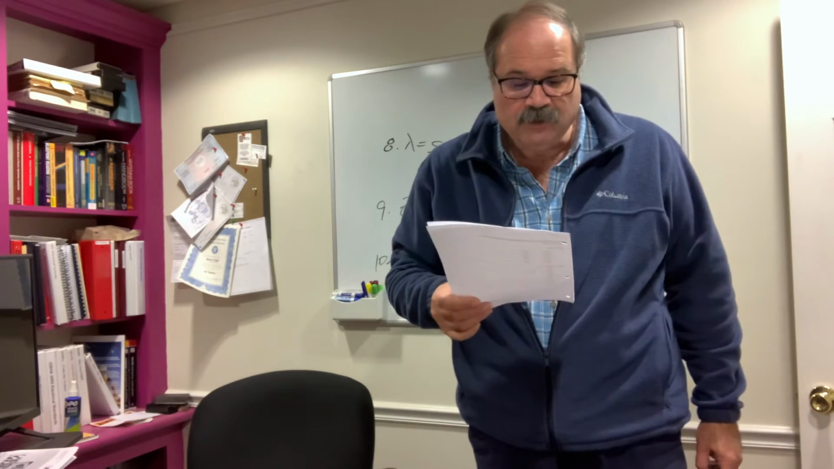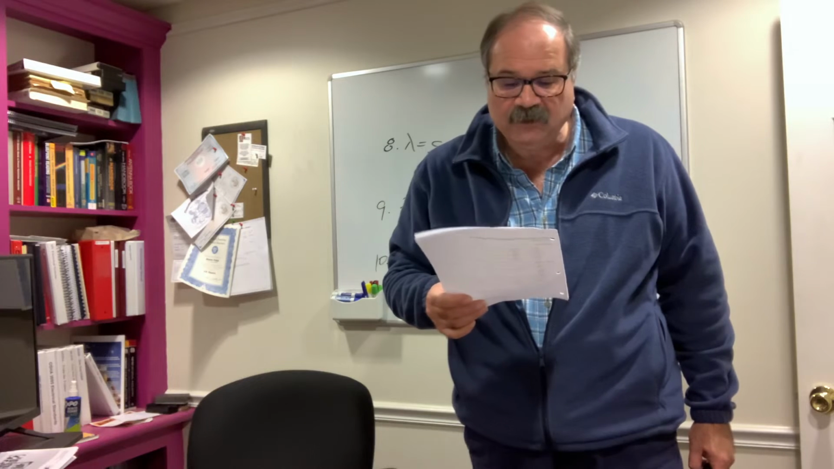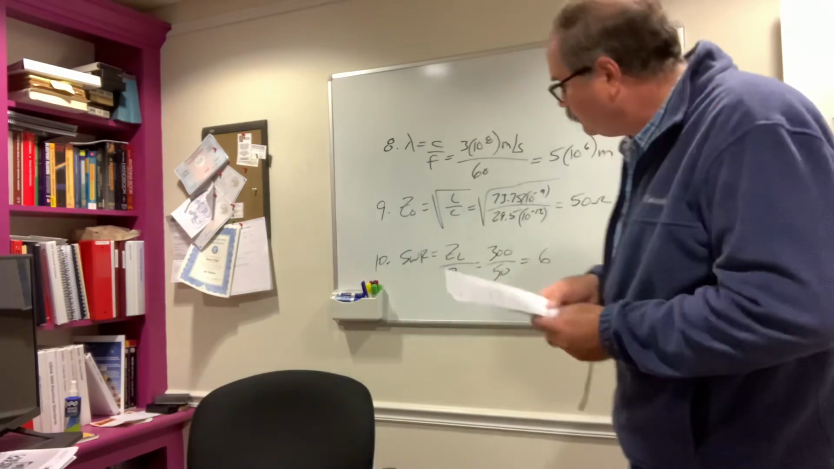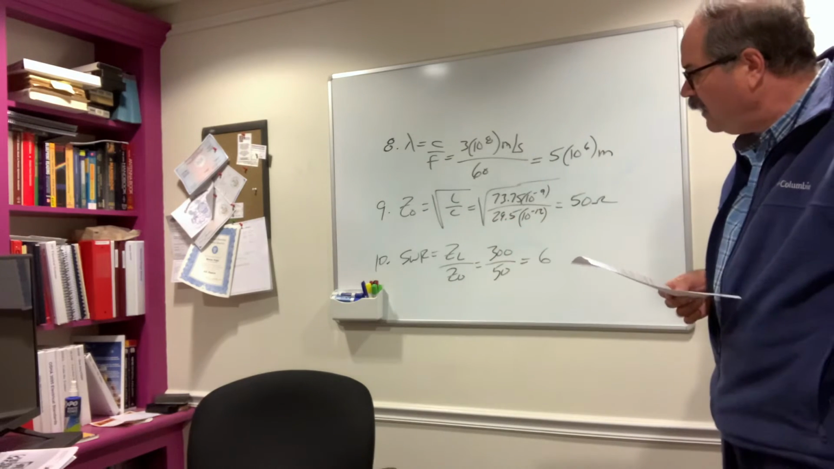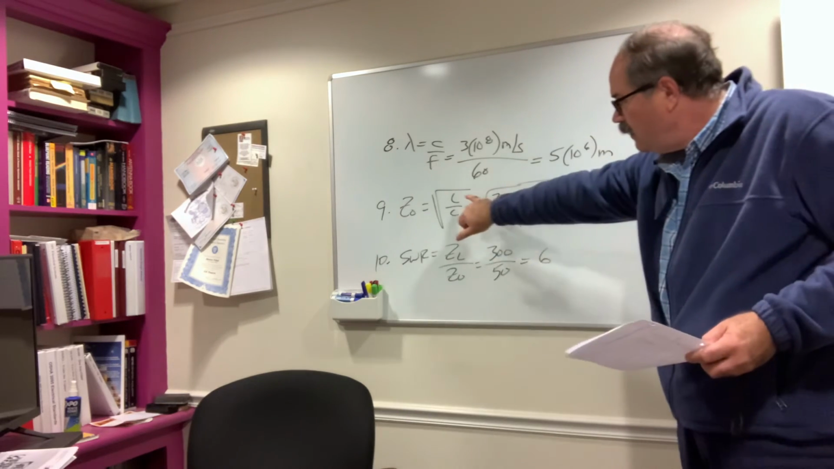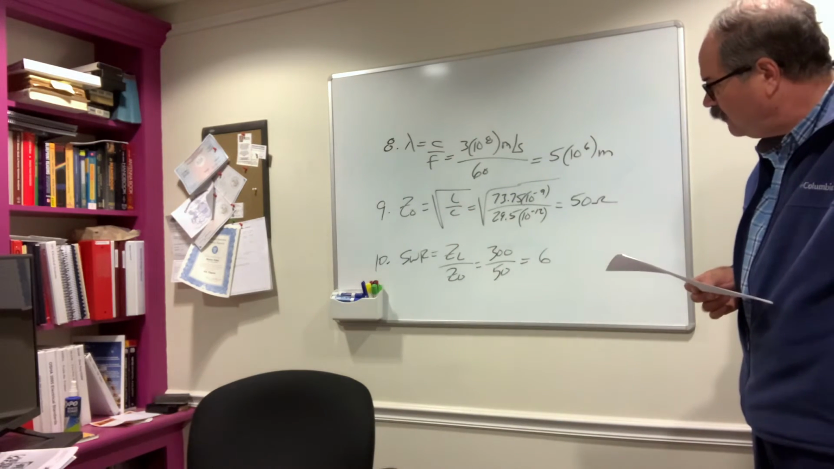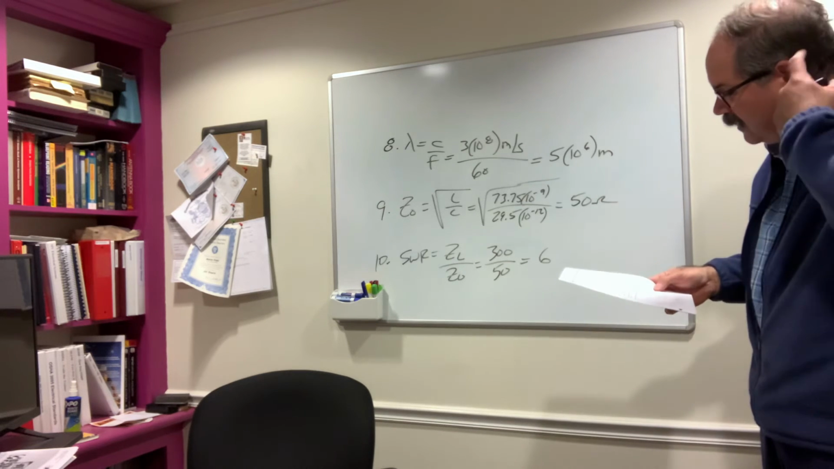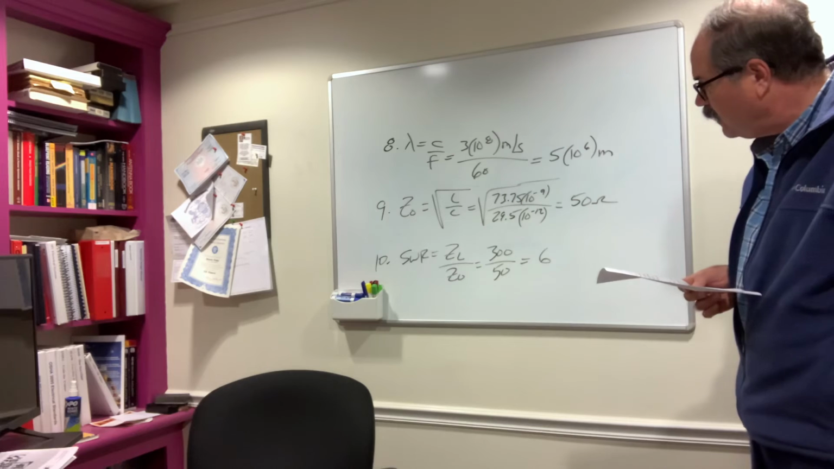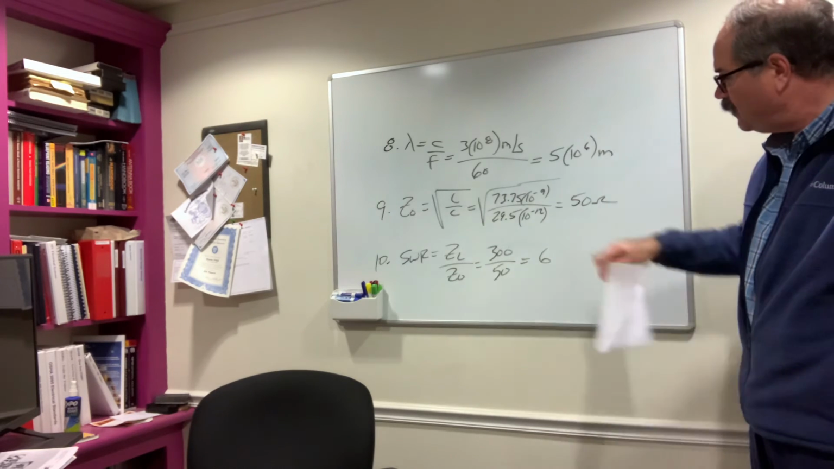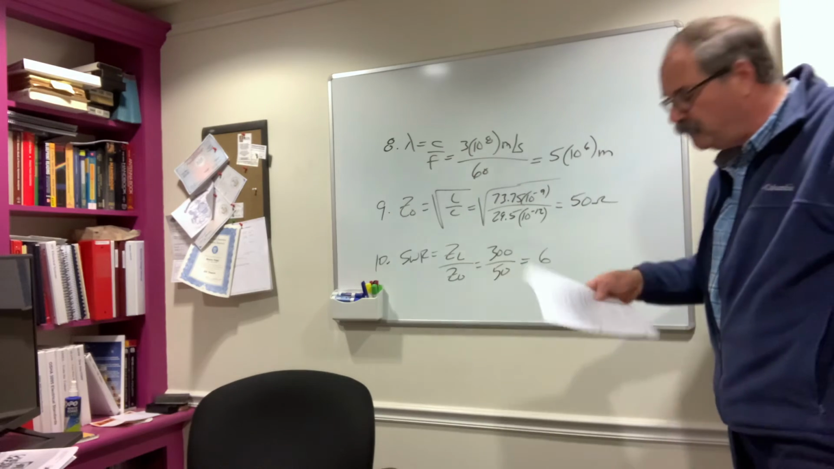Question 9. RG8AU coax has the following specs. The capacitance is 29.5 picofarad per foot, and the inductance is 73.75 nanohenries per foot. Calculate the characteristic impedance. So Z0, the characteristic impedance, is equal to the square root of the inductance divided by the capacitance. So if we plug the numbers in for the inductance, 73.75 nanohenries divided by the 29.5 picofarad, and remember, always get in base units, characteristic impedance should be 50 ohms.